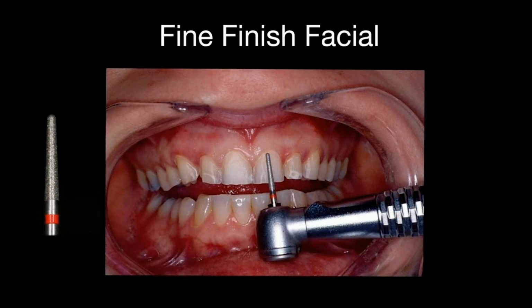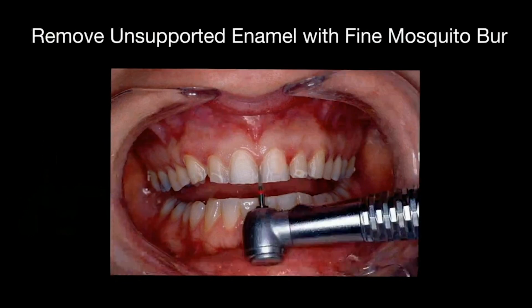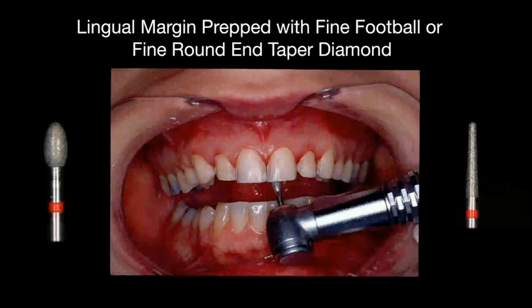So it's a minimal prep case because she had bonding and her laterals were prepared before. So, maybe today, you can argue that it could also be done prepless as well. So I remove the unsupported enamel or any undercuts with a fine mosquito burr. And the lingual margin is prepped with a fine football or round end taper diamond.